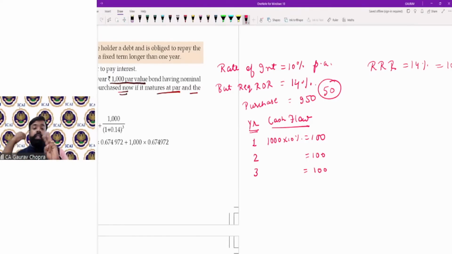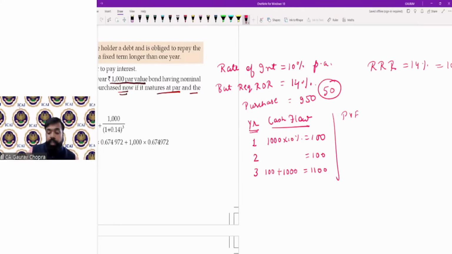बट जैसे ही 3 इयर्स कंप्लीट हो जाएंगे, बॉन्ड में जो हमने 1,000 इन्वेस्ट किया है वो प्रिंसिपल वैल्यू भी हमें वापस मिल जाएगी. ओके. वो प्रिंसिपल वैल्यू भी आपको वापस मिल जाएगी. दैट मीन्स you will receive 100 for interest and 1,000 for principal. That means the total value will be 1,100. तो टोटल 1100 आपको पैसा मिलेगा.